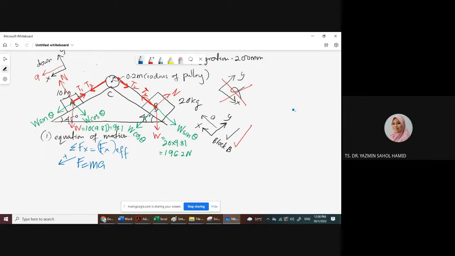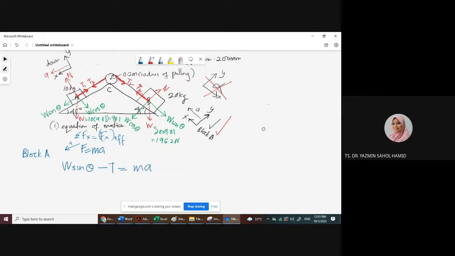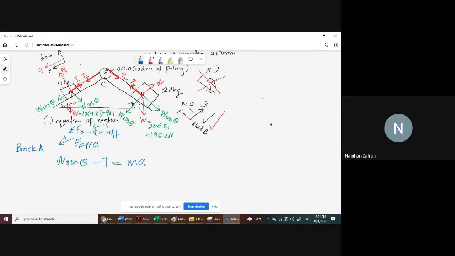Okay, so if we do F equals to MA, now because there are two blocks that now the thing that is causing motion is the blocks, kan? So you need to write the equation for block, those two blocks lah. So we do for block A first lah. So kalau for block A positif ke bawah, you akan ada apa? W sin theta minus T, betul tak? Equals to M A. Betul tak? Class? Am I right or wrong? Okay, so 10 times 9.81 times sin 45 minus T, mass dia 10.